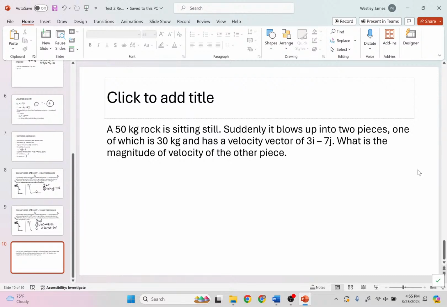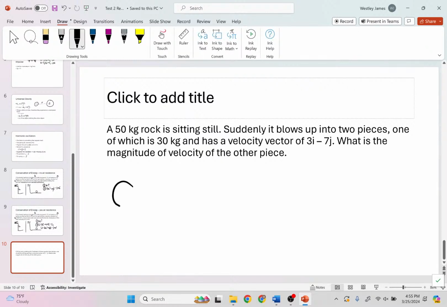So, something started together and it blew up. Conservation of momentum. Bam, immediately. And we draw a beautiful picture. There's a rock. And then one piece is going up, or no, going to the right and down. And you can predict which way the other piece is going to go. The other piece is going to go the other way.